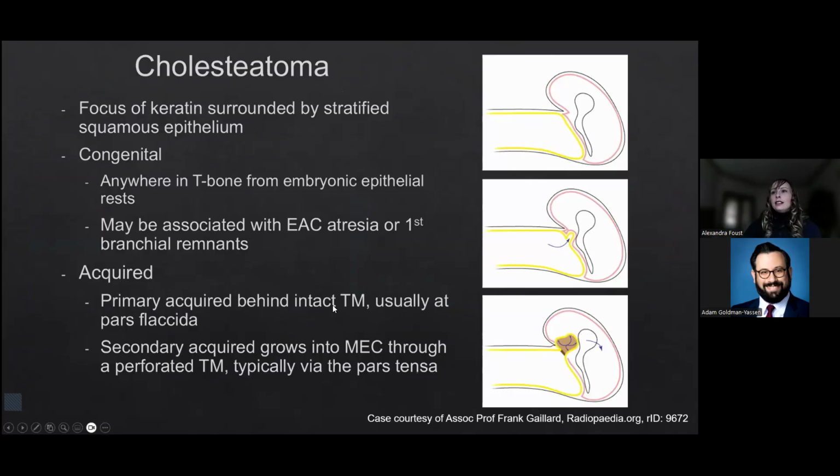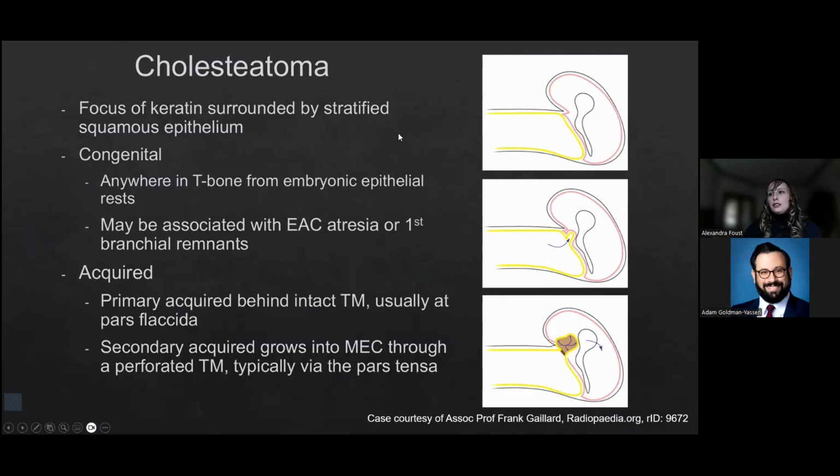Shifting gears then to cholesteatoma, which is a little bit different flavor. Cholesteatomas can be congenital or acquired, and what basically we're dealing with is a focus of keratin that's surrounded by stratified squamous epithelial cells. So congenital cases can happen anywhere in the temporal bone, and they're believed to be a result of an embryonic epithelial rest of tissue that just is located where it wasn't supposed to be.